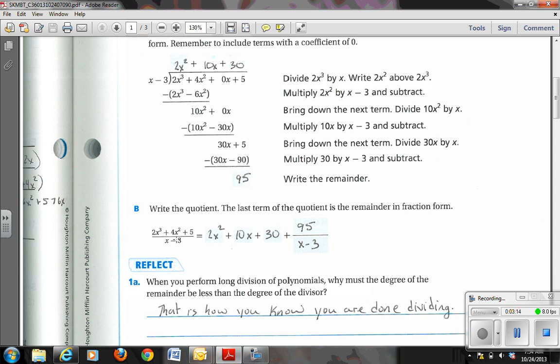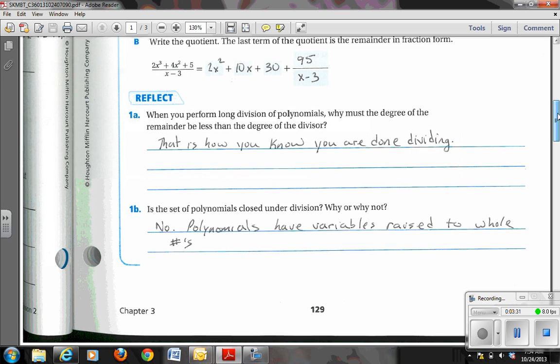Okay, so what we did was long division for this trinomial divided by this binomial. This is what we got. I say plus, and the remainder was 95, so when I write it out, I would put 95 over the divisor, x minus 3.